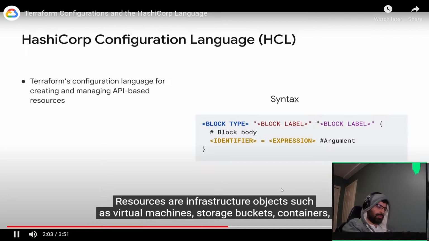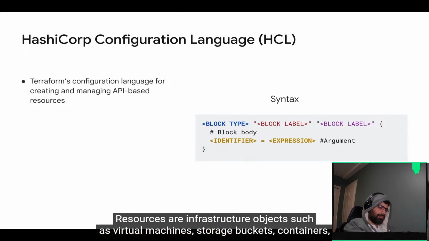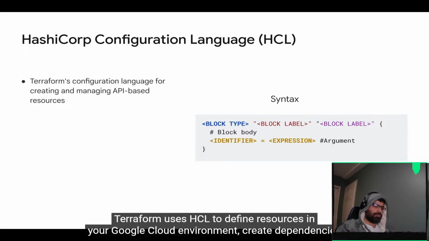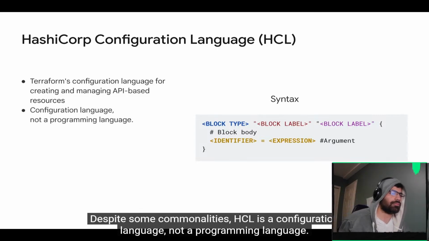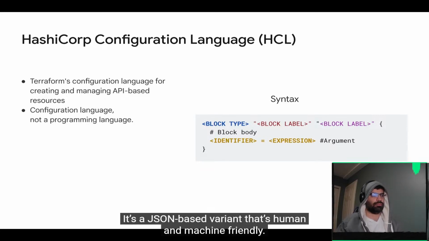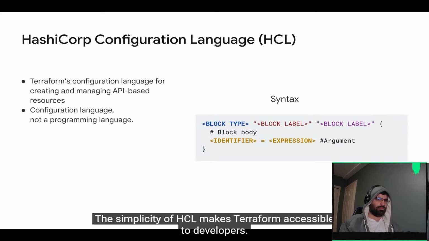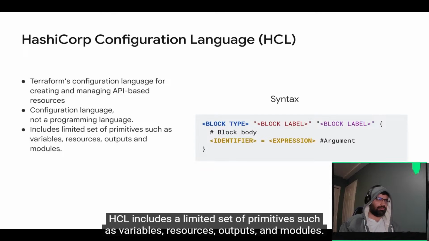Such as virtual machines, storage buckets, containers, and networks. Terraform uses HCL to define resources in your Google Cloud environment, create dependencies with those resources, and define the data to be fetched. Despite some commonalities, HCL is a configuration language, not a programming language. It's a JSON based variant that's human and machine friendly. The simplicity of HCL makes Terraform accessible to developers. HCL includes a series of primitives such as variables, resources, outputs, and modules.